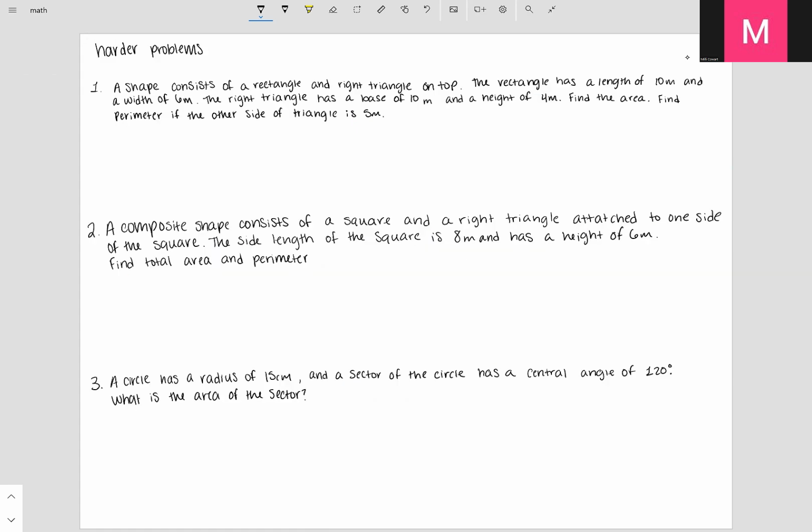Now we have a few harder perimeter and area questions. So the first one is a composite shape. So a shape consists of a rectangle and a right triangle on top. So there's our rectangle. And then we have a right triangle on top, which means it will look like this.